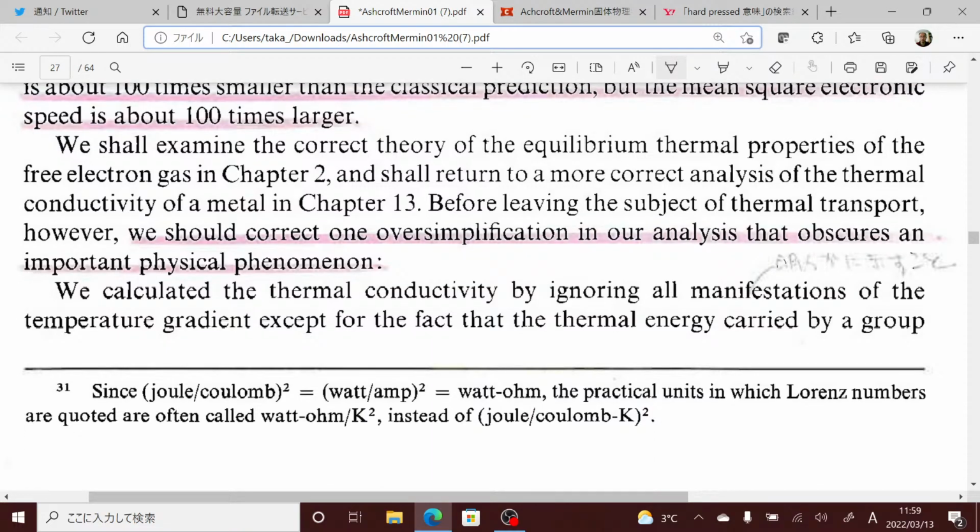We shall examine the correct theory of the equilibrium thermal properties of the free electron gas in chapter 2 and shall return to a more correct analysis of the thermal conductivity of a metal in chapter 13. Before leaving the subject of thermal transport, however, we should correct one oversimplification in our analysis that obscures an important physical phenomenon.